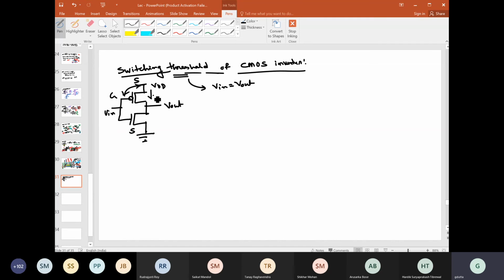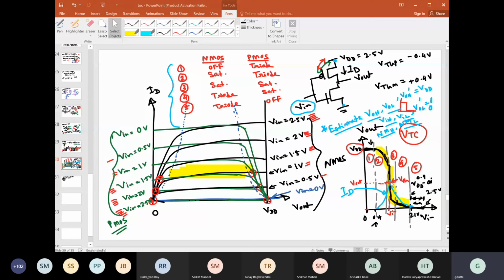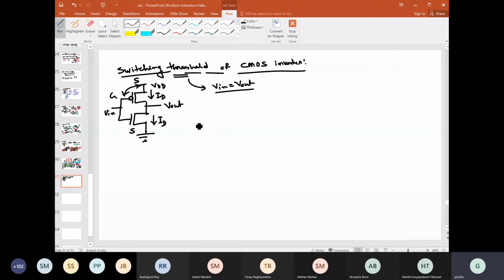And whatever the current has to flow from this PMOS, the same current has to flow through this NMOS as well. In addition to that, we have a relation of V in equal to V out. We have also seen on the last page that during the switching threshold, both transistors will be operating in the saturation region, so we can directly use the saturation region equation and find it. So the current should be equal.